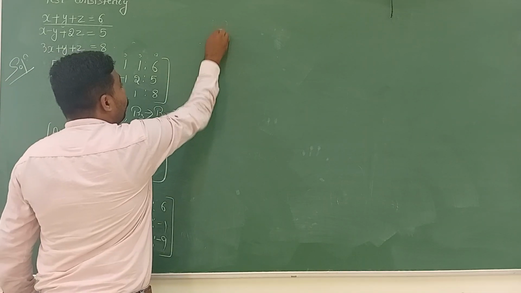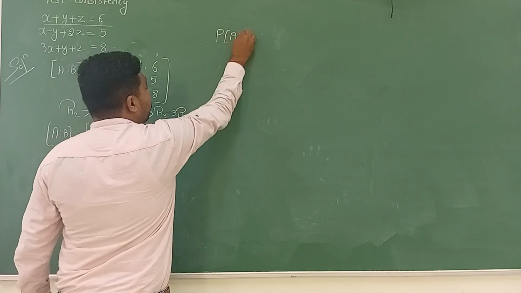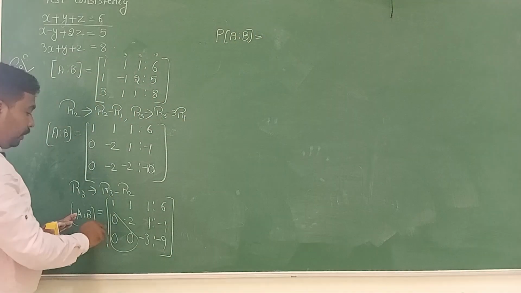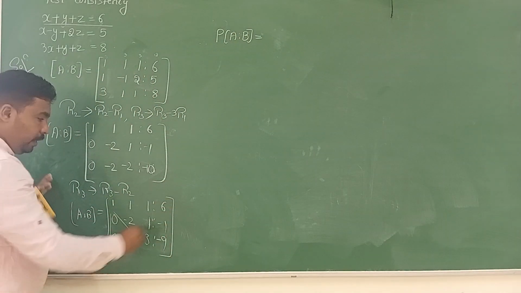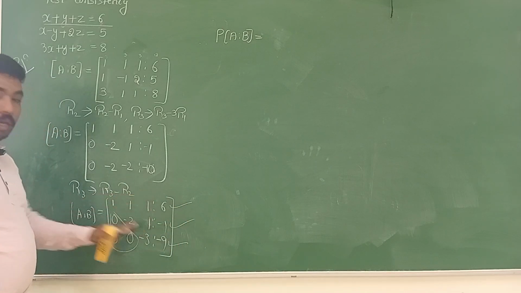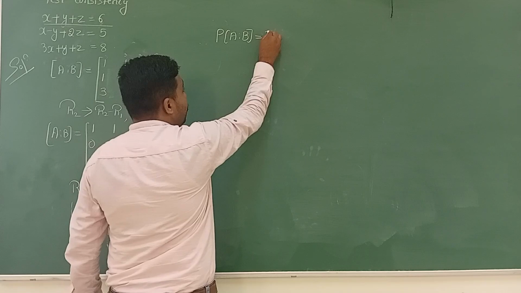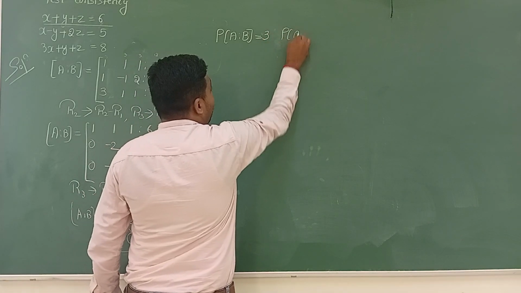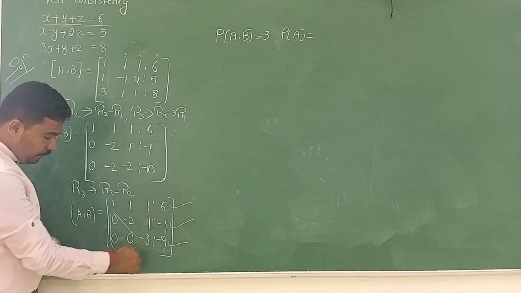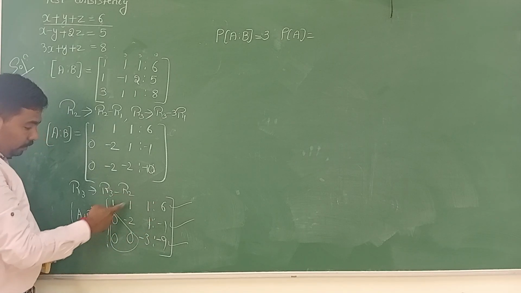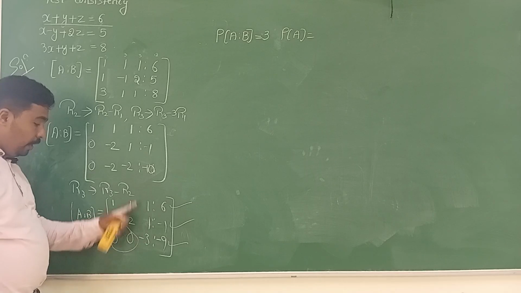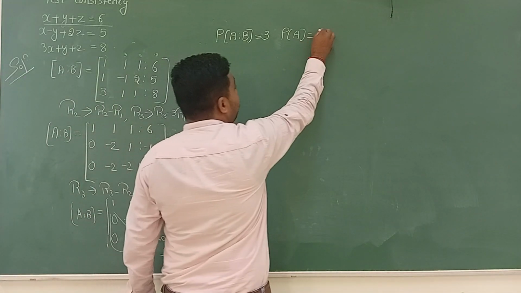Therefore, the rank of AB, that is the augmented matrix, the whole matrix. You see here, this is a non-zero row, this is a non-zero row, this is a non-zero row. 3 non-zero rows are there, so rank of AB will be 3. And the rank of A, you see only this part, this is the coefficient matrix. This is a non-zero row, non-zero row, non-zero, because this 3 is a non-zero element. That's why the rank of A is also 3.